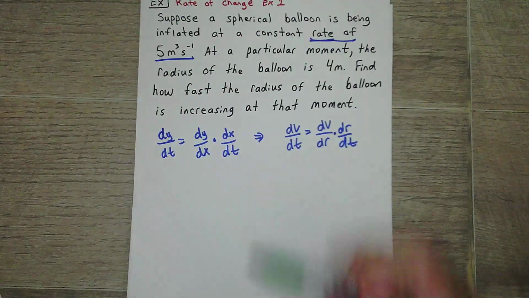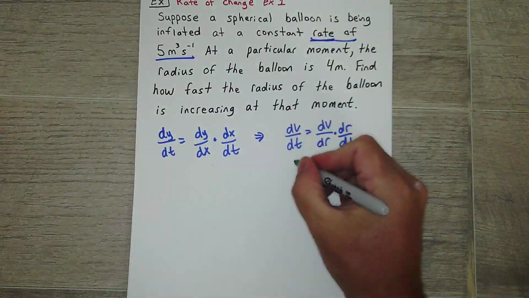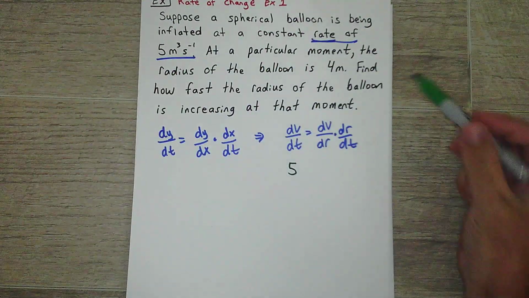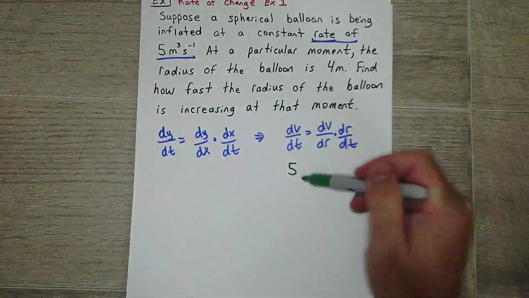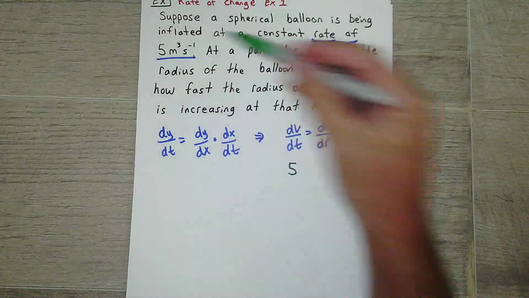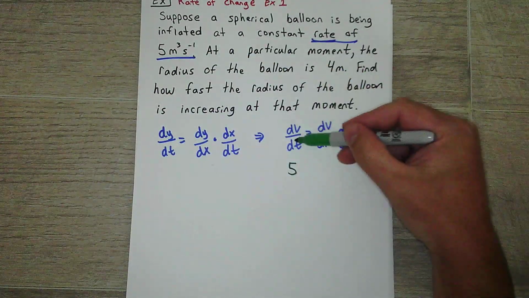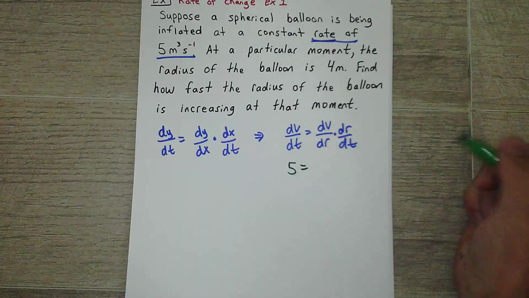So instead of writing dV dt, I'm going to write 5. So that's what I meant when I said one of these is always given to you straight from the problem, just like that. So you're just replacing one of these with a number, and in this case it's this one we're replacing with 5.